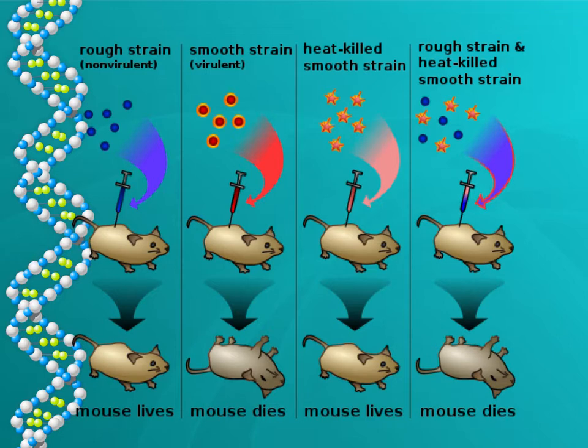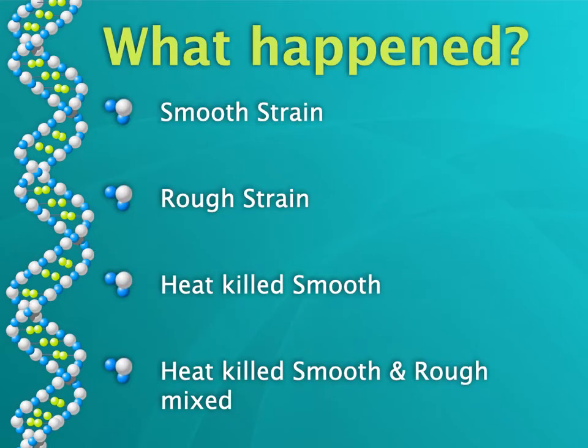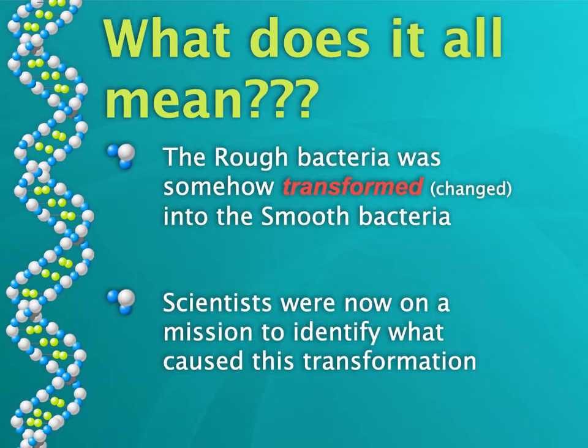So then he mixed the dead bad guys and the living non-virulent, we'll call them good guys for this, and injected them in the mice, and the mouse died. And what's even more surprising is that when they looked in the lungs of the mouse, they found smooth. So the rough strain changed to the smooth strain. What does it all mean? Well, the rough bacteria was somehow transformed, was the word he used, which is a fancy way of saying changed, into the smooth bacteria. So now, scientists are on a mission to figure out how this happened.